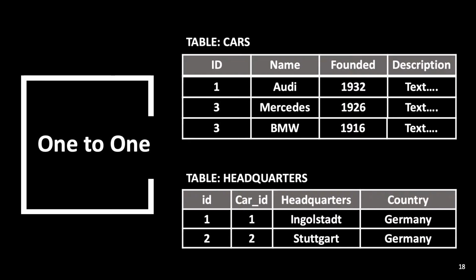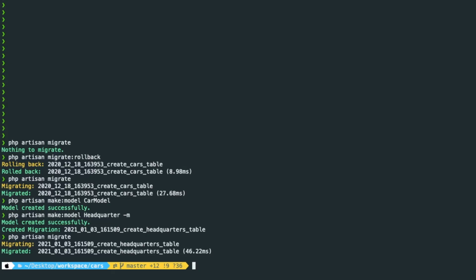The one-to-one relationship is pretty self-explanatory. We want to keep our cars table, but we want to create a new table called headquarters, where we store the headquarters of our cars, because every car has one headquarter. So what I want to do is to hop to our terminal. Now, what do we need? Well, we need our migration and a model.